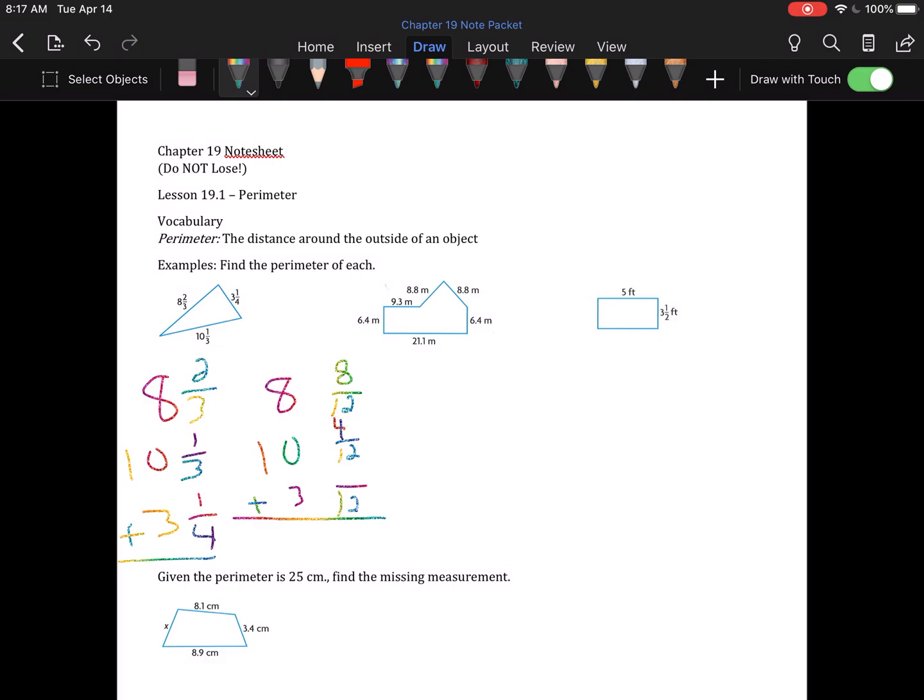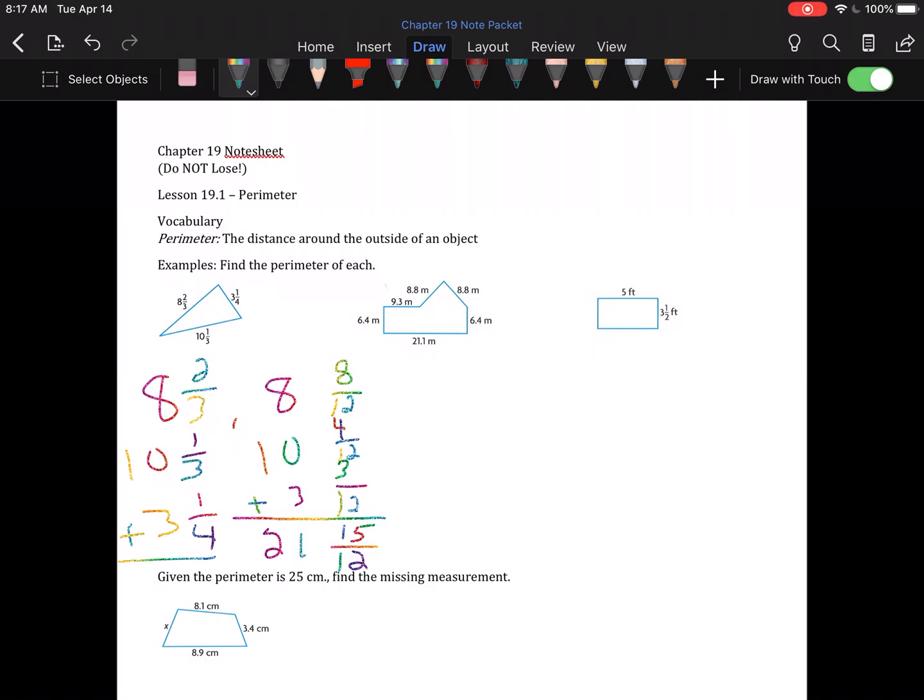And in the bottom fraction, to change 4 into 12, we had to multiply by 3. 1 times 3 is 3. And now we add. 8 and 4 is 12, and 3 is 15. So we have 15 twelfths. We will have to deal with that. 8 plus 0 plus 3 is 11. Carry the 1. 1 plus 1 is 2. Alright, so 21 and 15 twelfths.